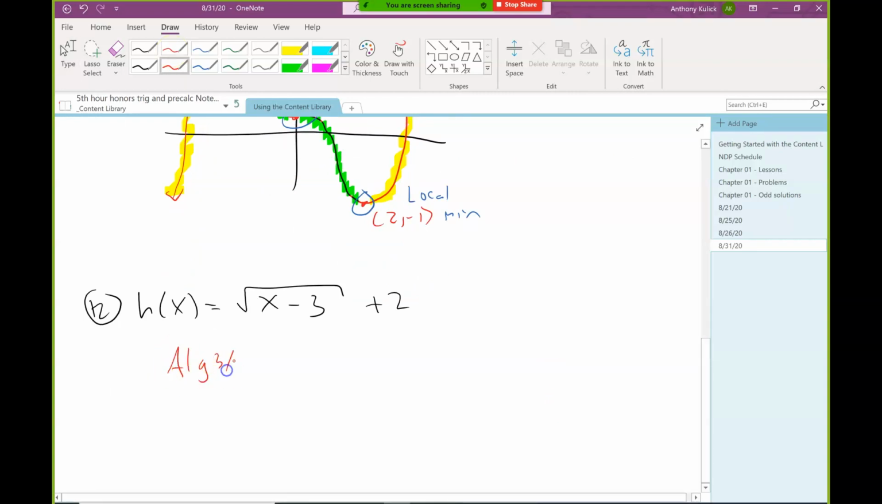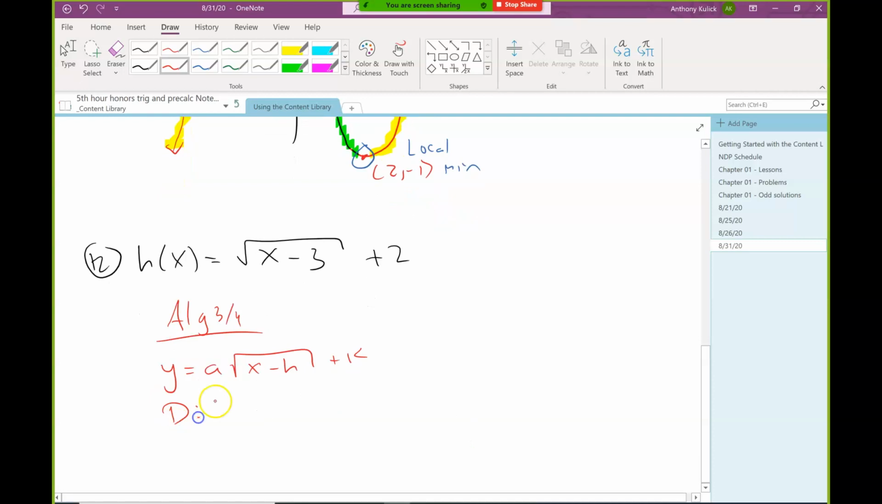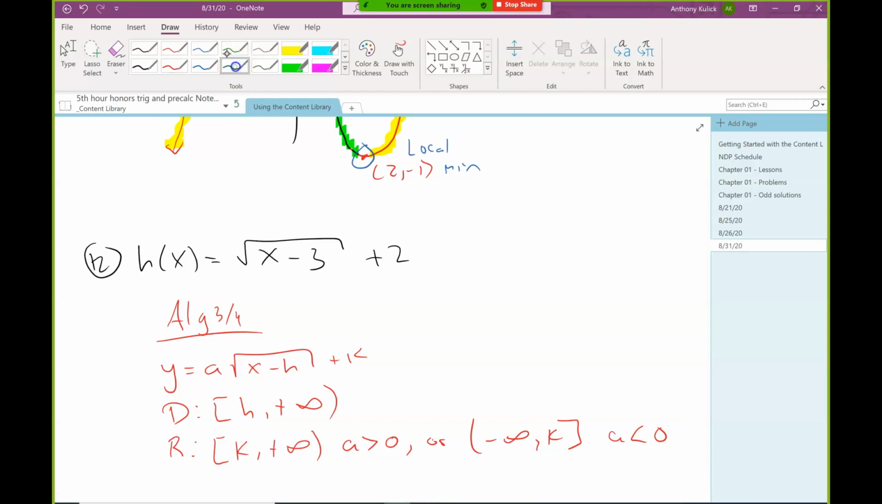From your Algebra 3-4 course, you could have recognized that this looks like a radical function because it's in this form. And you might have remembered that the domain for these radical functions is h to positive infinity, and then the range is either k to positive infinity when the leading coefficient is positive, or it's negative infinity to k if the leading coefficient is negative. If you had remembered that, you would have seen that we're in this situation.